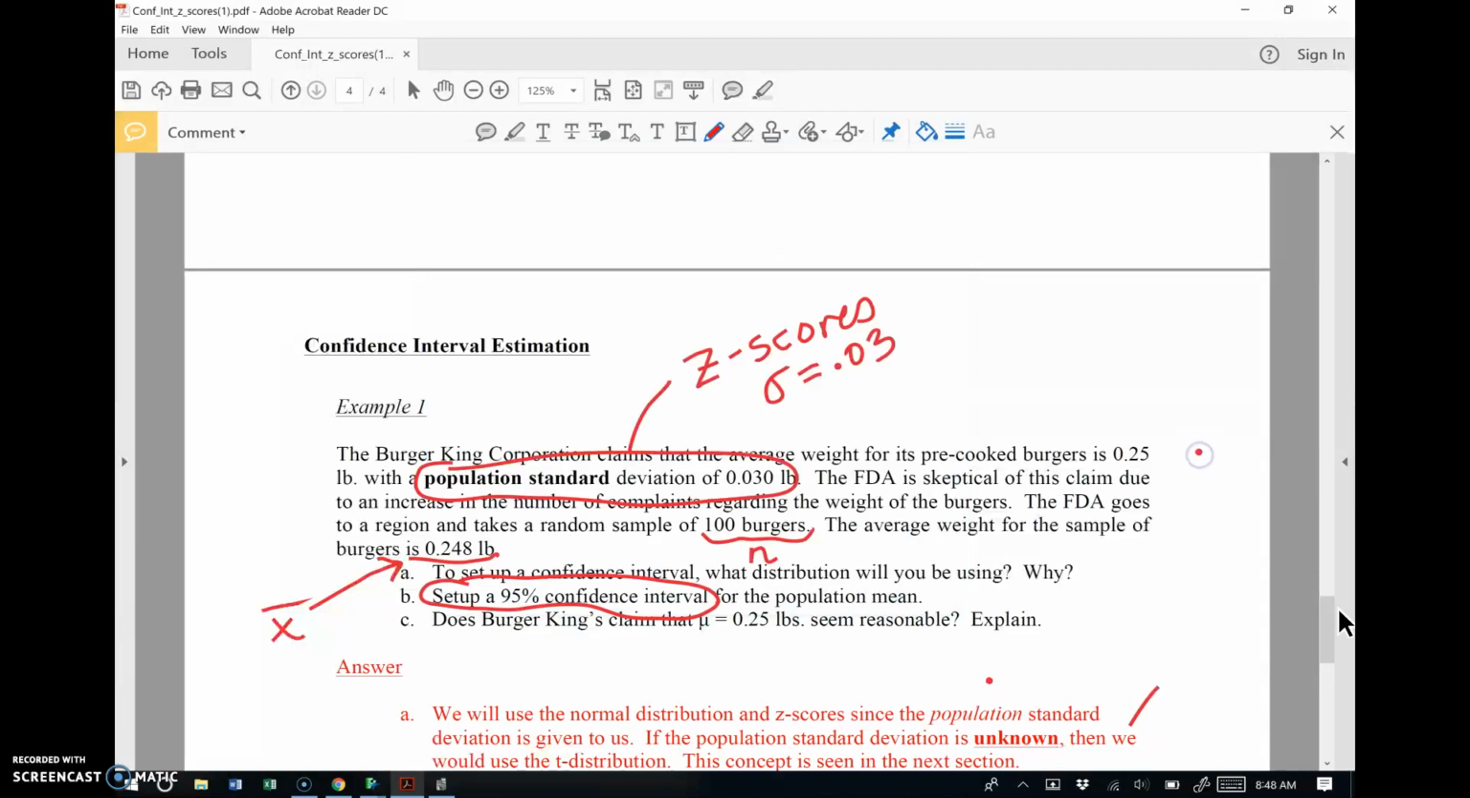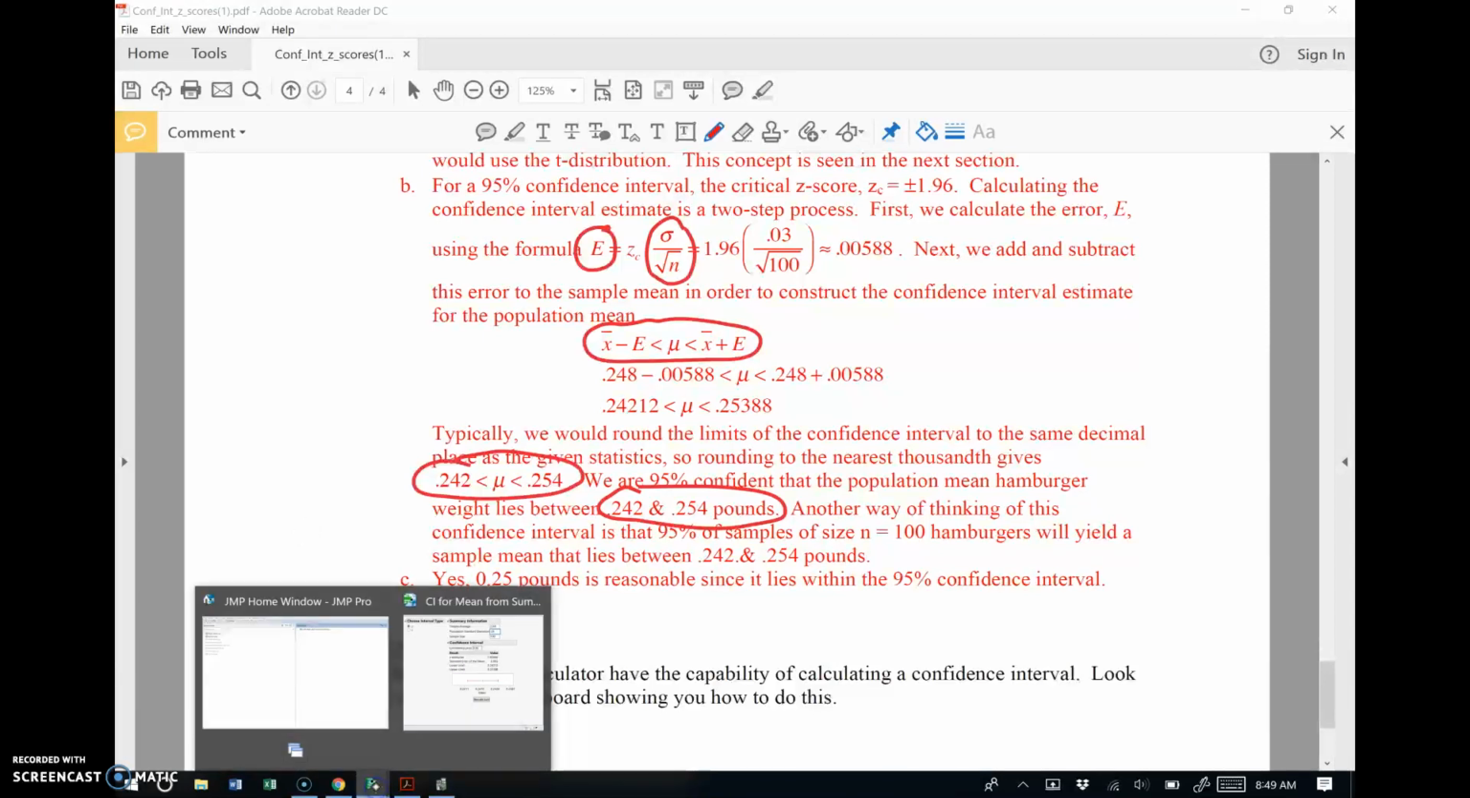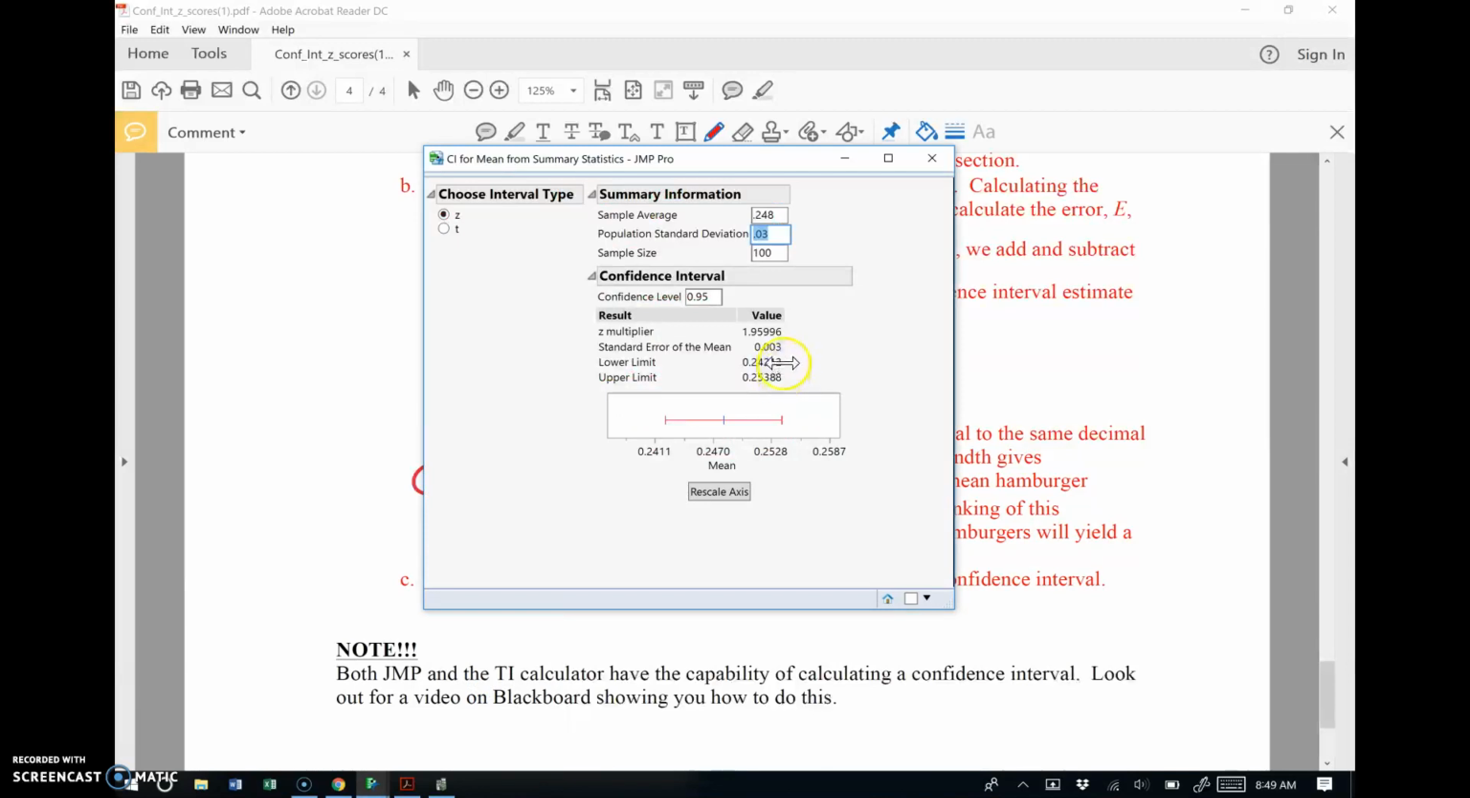Now, if you remember, when I did this by hand, the confidence interval I got is right here. This is the actual confidence interval, 0.242 to 0.254 pounds. As you can see, JUMP gets you the same two results here, right? 0.24212, 0.25388. When you round those, you get the values that you see there.